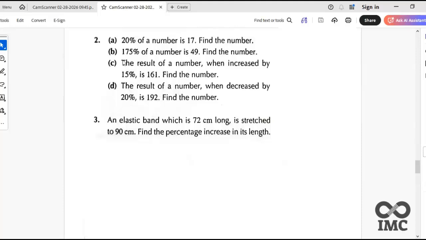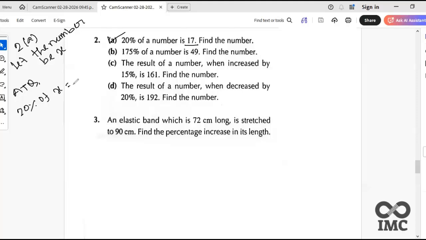Question number 2A, 20% of a number is 17. So find the number. So how can you solve it? 2A. So 20% of a number. So always we will say let the number be x. According to the question, we can write 20% of a number, that means 20% of x equal to 17. Now we need to solve it.